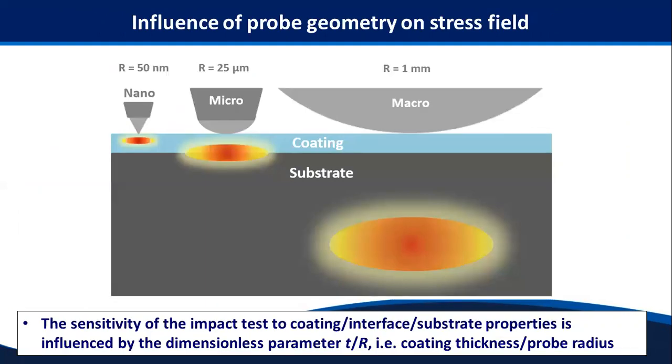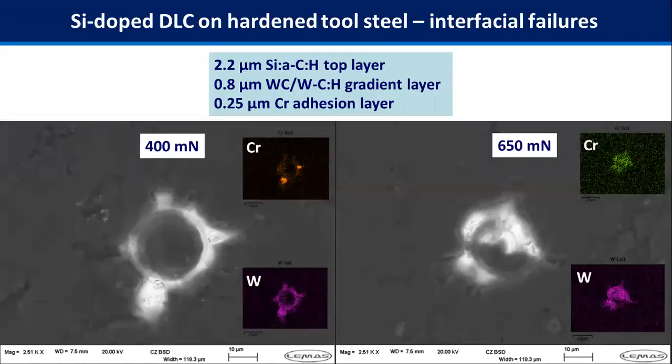By allowing greater energies, we can switch probe geometries. That allows us to understand and position the maximum stresses at interfaces, and we can investigate whether we've got any weak interfaces in the coating system. We've done that, for example, in silicon doped DLC, and we've highlighted interfacial problems in these coating systems, as you can see with the EDX, where the chromium and tungsten sublayers are clearly showing up after these impact tests.